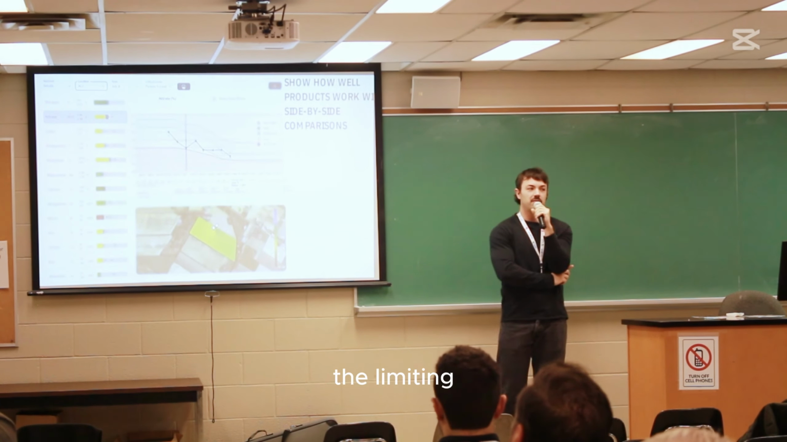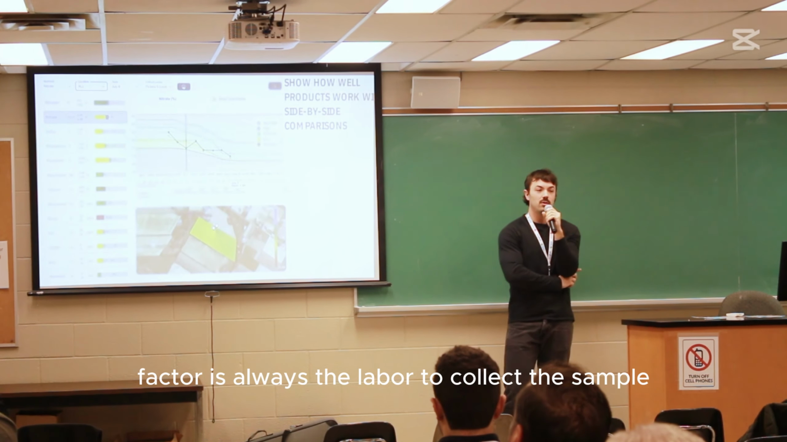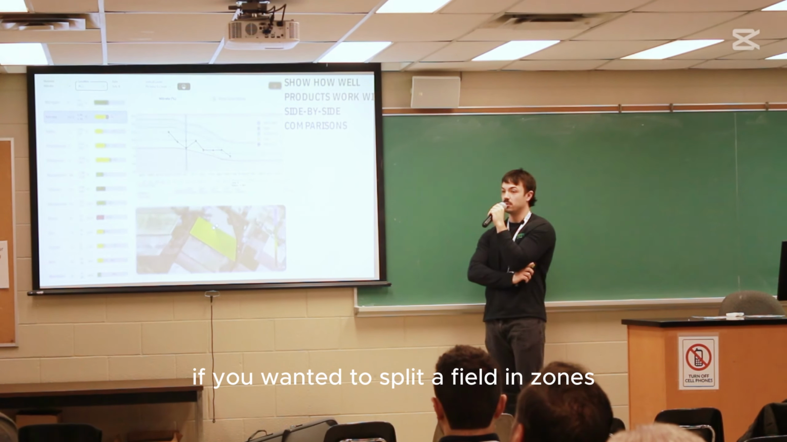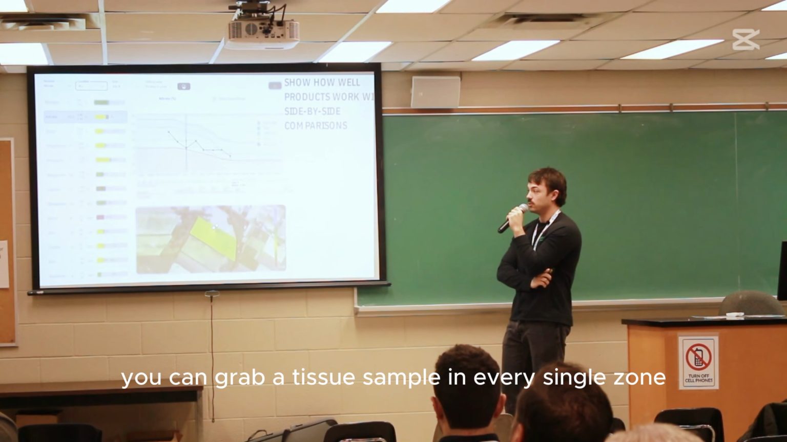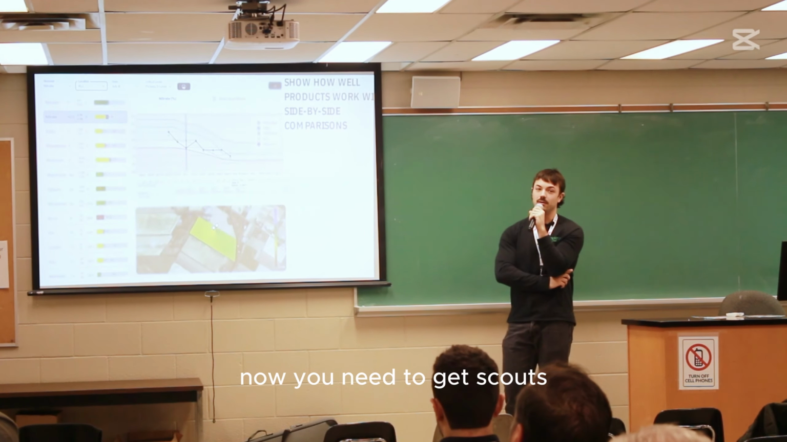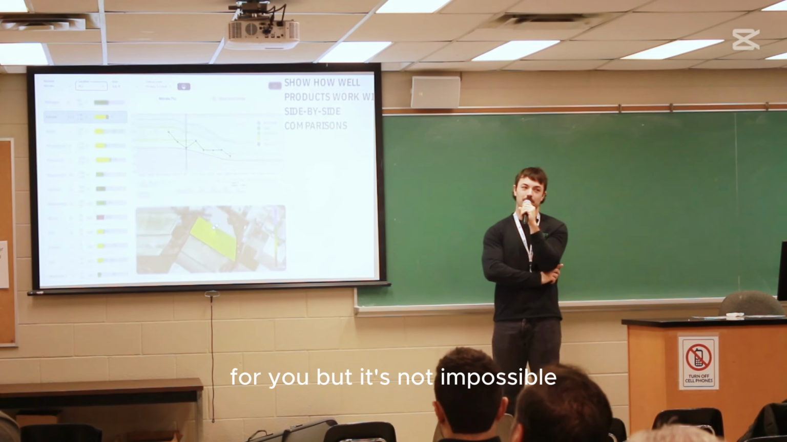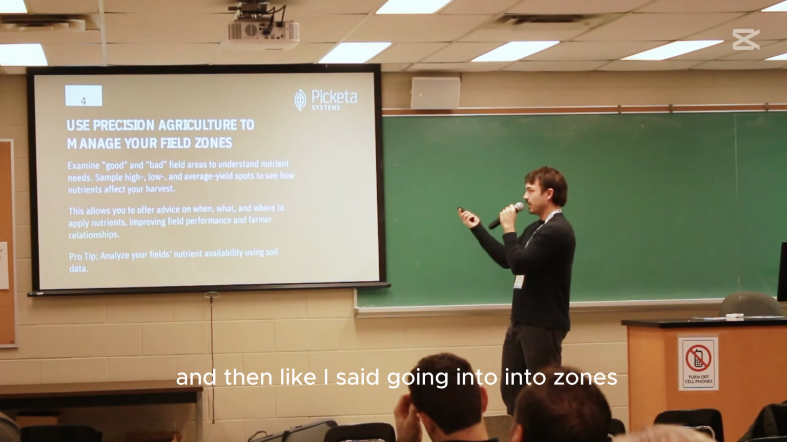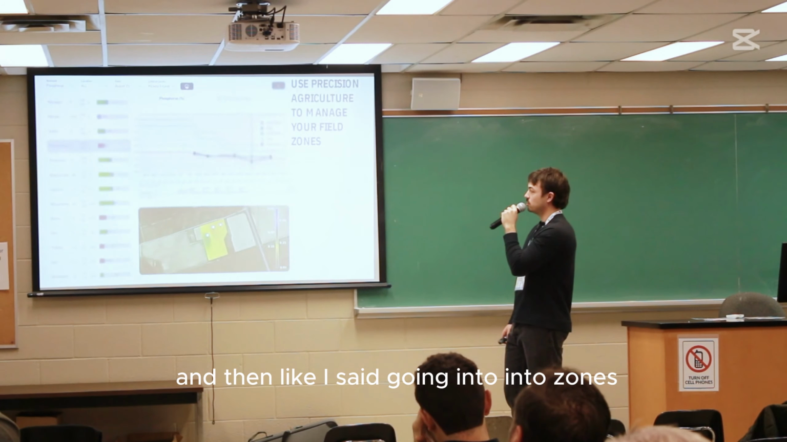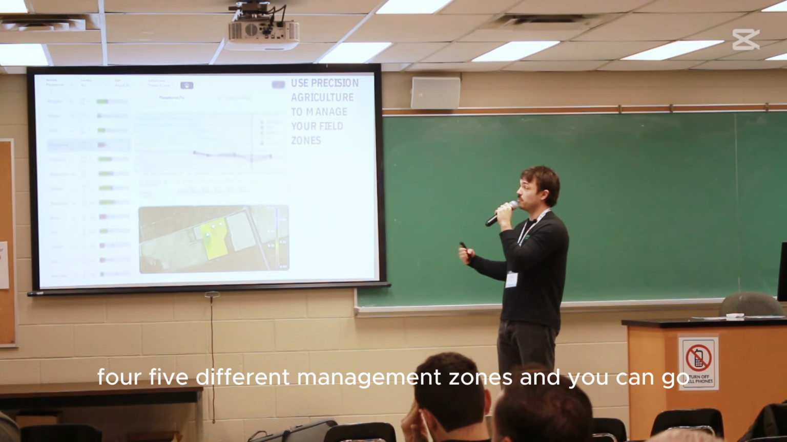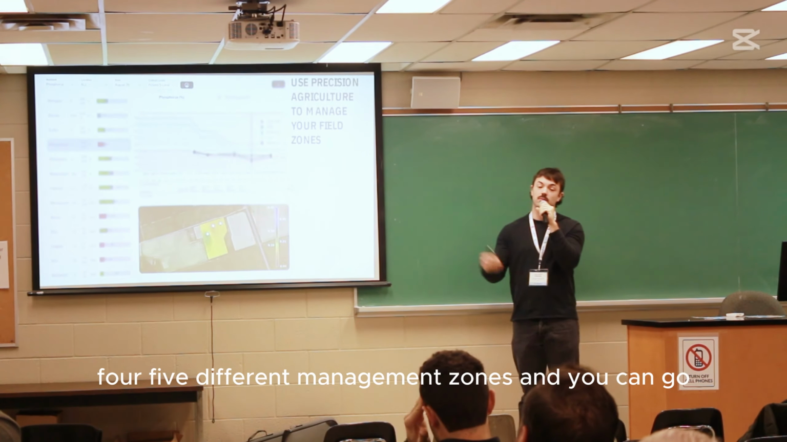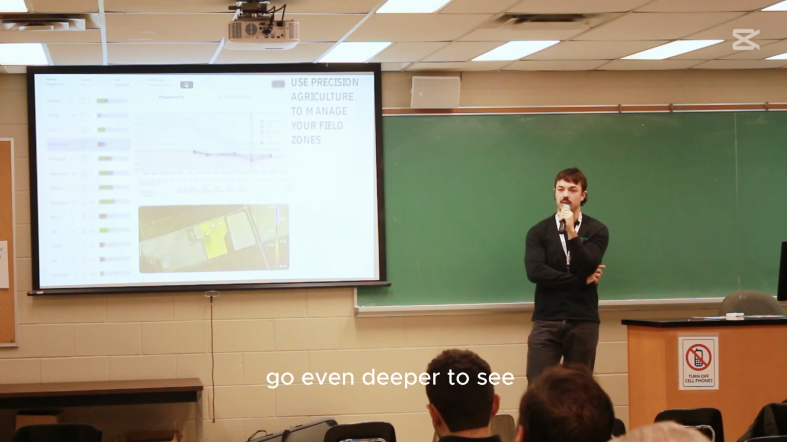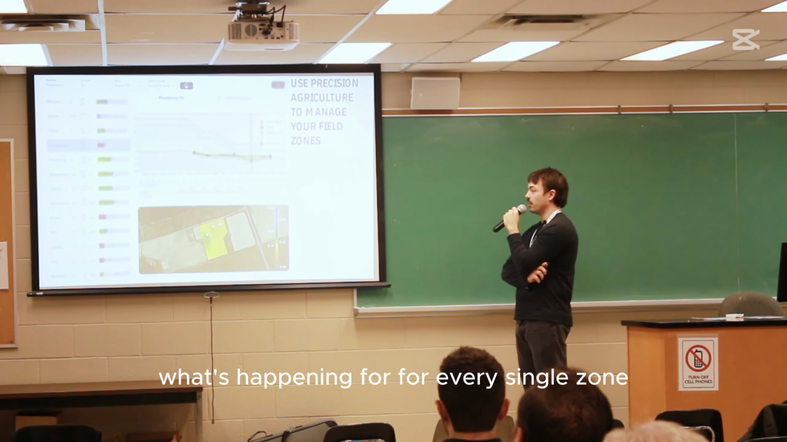And the limiting factor is always the labor to collect the sample, but technically if you wanted to split a field in zones and do some zone management, you can grab a tissue sample in every single zone. Now you need to get scouts that are willing to do the walking for you, but it's not impossible. And then, like I said, going into zones, you can start dividing into 3, 4, 5 different management zones, and even go even deeper to see what's happening for every single zone.